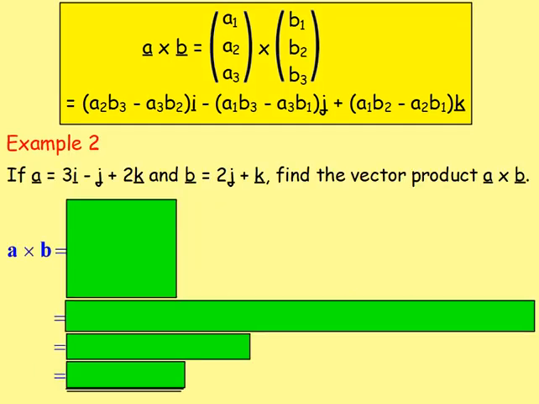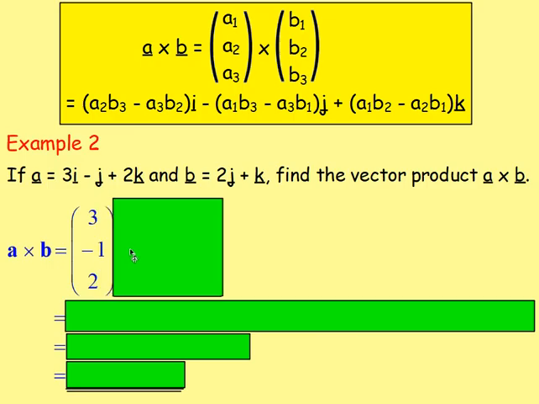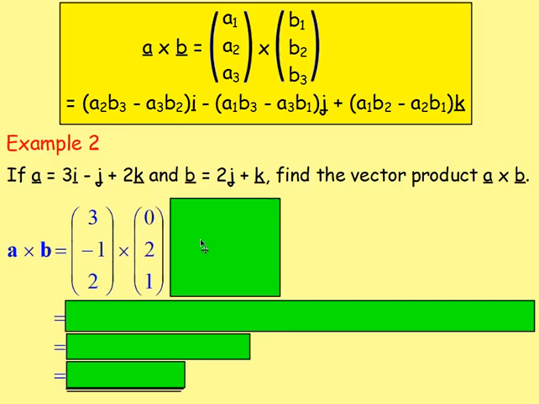Woohoo! Let's try another one, example 2. If A equals 3i take away j plus 2k and B equals 2j plus k, find the vector product A cross B. So to work out A cross B, let's first of all write our vectors in component form. So taking the coefficients, we'd have 3, -1 and 2, and we're multiplying that by, well, we've got 0 i's, then we've got 2 and we've got 1. So we would have the 3, the -1, the 2, and we're multiplying that by 0, 2, 1.